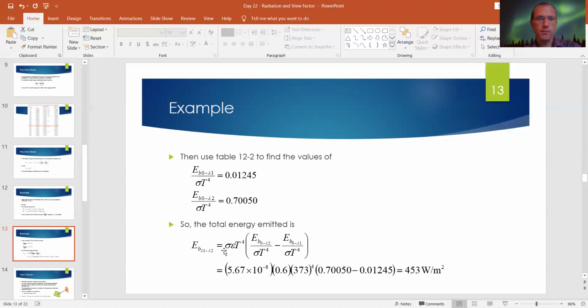So total energy emitted, sigma T to the fourth. But sigma T to the fourth is for a black body. This is technically a gray body, so I have this value of epsilon in there as well, but that just goes outside. And then these are the values found from the table. So sigma, 5.67 times 10 to the negative 8 watts per meter squared Kelvin to the fourth power. Epsilon of 0.6, temperature in kelvins of 373 to the fourth power. And then this first fraction, for my second wavelength, was 0.7. This fraction, for my first wavelength, 0.12. So subtract those two, multiply all that out, and that gives me 453 watts per meter squared as the emissive power in that case.